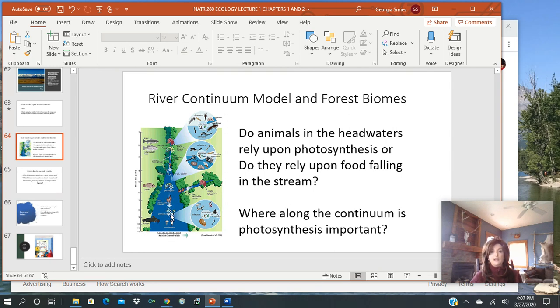Okay. So, do animals in the headwaters rely upon photosynthesis, or do they rely on food falling in? Well, up here, they rely on their food falling in. Down here, much more reliant upon photosynthesis, sun striking this water and acting upon it to engage phytoplankton and, of course, zooplankton. Okay? You have a question about that in your homework.